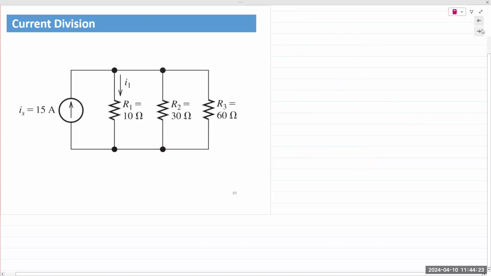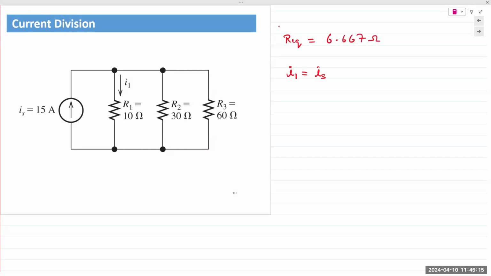Let's take a look at an example, and I'll let you tell me what Req is. Calculators out. And what is Req? Anyone? Someone said 6.66. How many of you have 6.66? Going once, going twice. Let's say it's 6.667 ohms. That is absolutely correct.